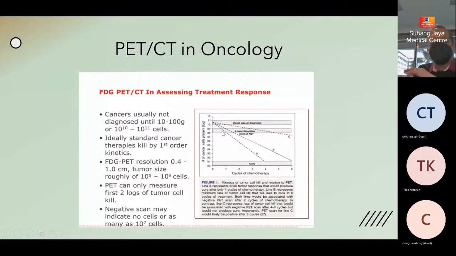But often we find that after the first 2 cycles, there's a response, and we continue the cycles up to 6 cycles. And on the PET scan, it looks like a complete response to treatment. But in actual fact, there could be as many as 10 to the power 7 cells still. And after the interim PET scans, in the middle of the cycles, you find there's a partial response, where it is responding to the treatment, but you're not sure whether it's B or C, whether it reaches the cure level or just B.